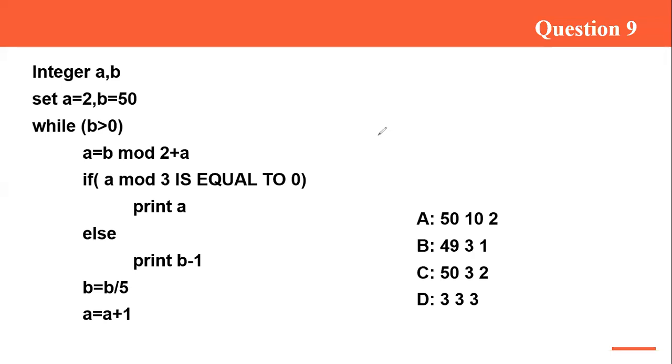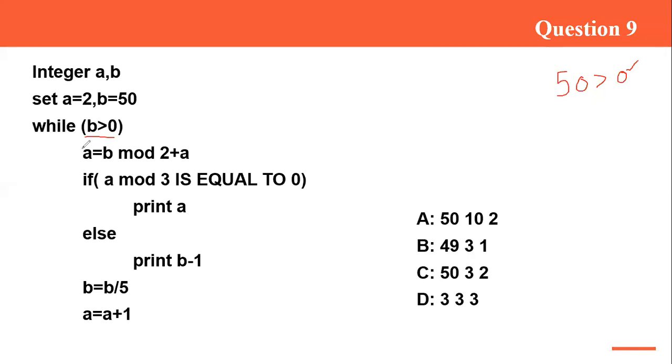Okay. So A is equal to 2, B is equal to 50 is given. Now we are writing B greater than 0. That is nothing but 50 greater than 0. I'm writing it on the right side. 50 greater than 0. Is it true? Yes. As it is true, it will enter inside the while loop. Inside the while loop, what do we have? And here, boys and girls, you have to consider there are no curly braces here.